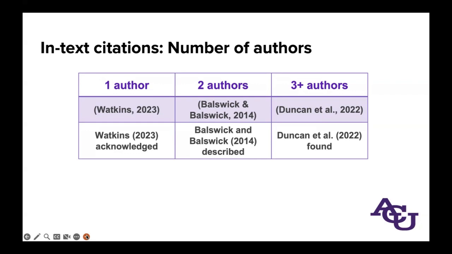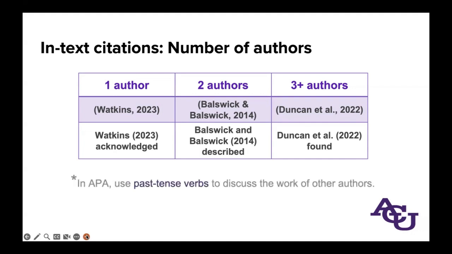And then again, we have an example with the 3 or more authors, Duncan et al. 2022 in parentheses, or Duncan et al. parentheses 2022 found. And again, we're using the et al. format with the period after al. You do not need a comma between Duncan et al. and the year if you're writing their names in your sentence. Duncan et al. period 2022 found. You don't need a comma there. You only need a comma if both things are in parentheses together.